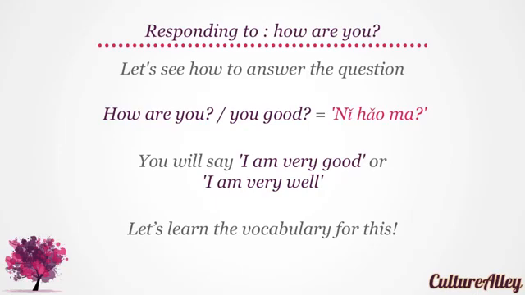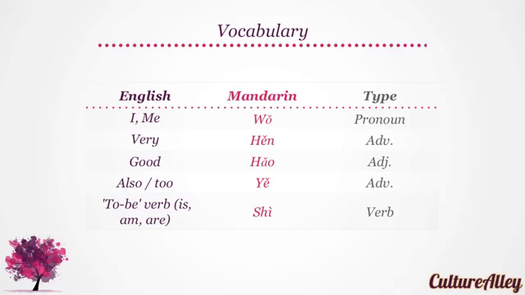Let's learn the vocabulary for saying these sentences. We shall start by giving an overview of the vocabulary and go into the pronunciations one by one. So let's begin. I, or me, translates to 我. Very translates to 很. Good translates to 好. Also or to translates to 也. And the to be verb meaning and including is, am, are translates to 是.